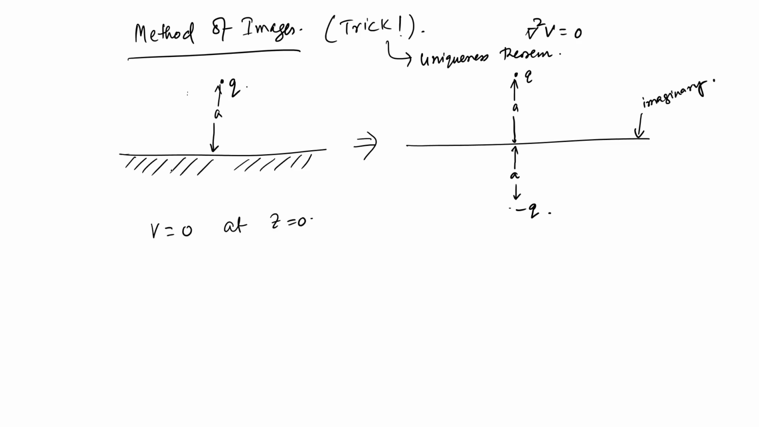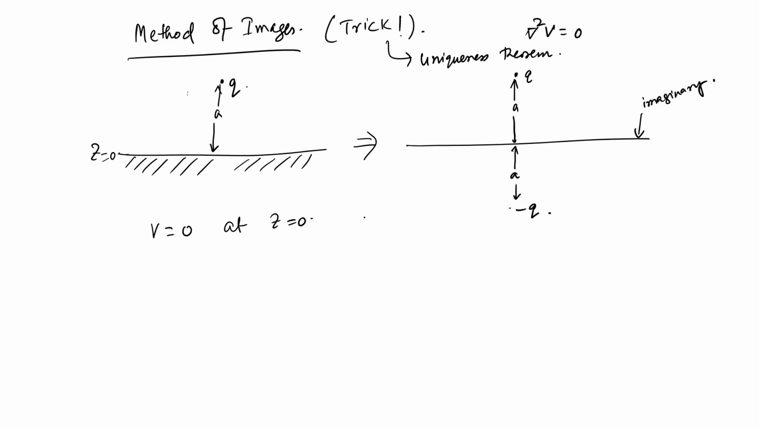So, we will set this up: z equal to 0 is the plane, say for example, and we have this charge q at some x, y, z, and minus q at the corresponding point in the other direction. The plane is located at z equal to 0 and V equal to 0. Why? Because it is a conducting plane.